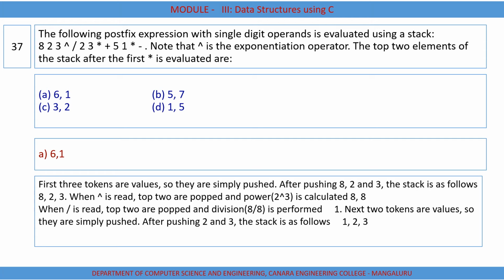Next two tokens are values, that is nothing but 2 and 3. They are simply pushed. After pushing 2 and 3, the stack is as follows: 1, 2, 3. When star comes, the top 2 are popped and multiplication is performed. So 2 into 3 is 6 and it is pushed into the stack, that is 1 comma 6. So the answer is 1 comma 6, or 6 comma 1, which is one and the same.